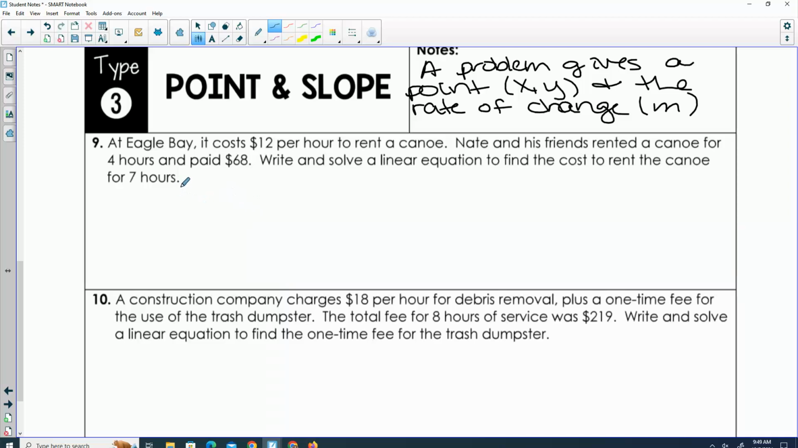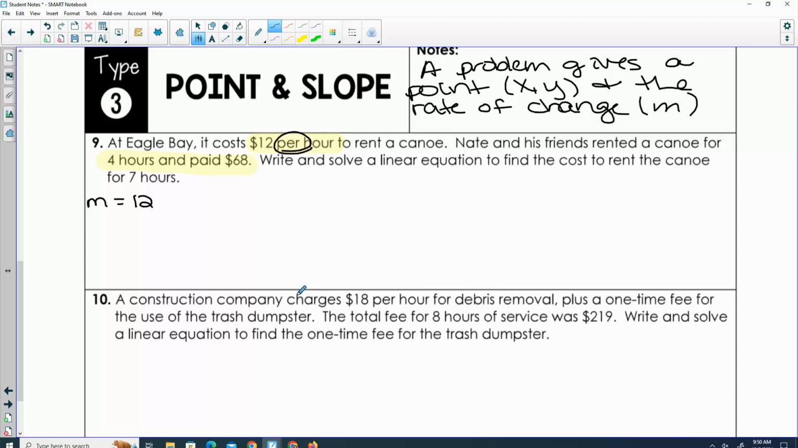So when I look at problem 9, it says, at Eagle Bay, it costs $12 per hour to rent a canoe. Nate and his friends rented a canoe for 4 hours and paid $68. So, what is my slope here, my rate of change? Something that's happening over and over again. $12. Big clue, when you see that per, that tells me it's our slope. So the per rate of change, you have a slope there.